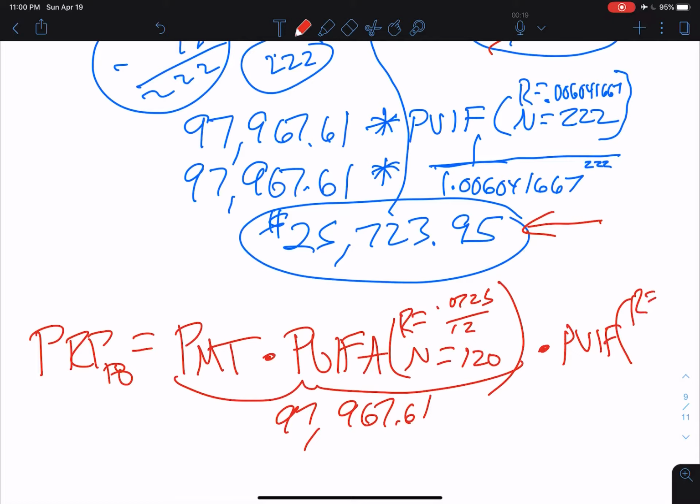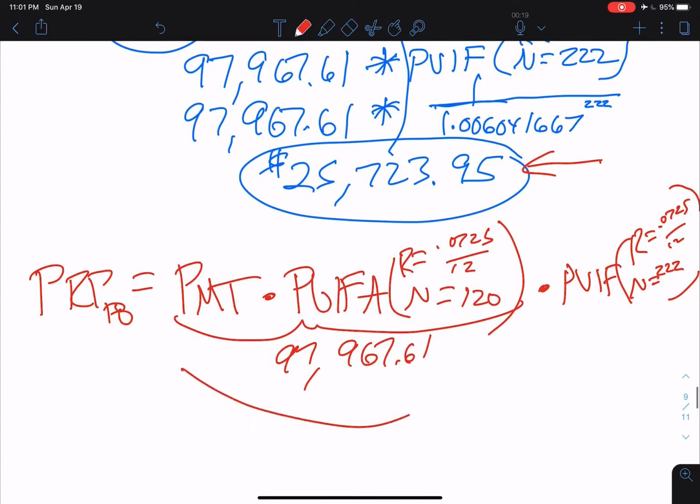the same R, 0.0725 divided by 12. And the N there was the number of periods we're moving back in time, which was 222. So that's what we did last time. And therefore, when you multiply this by this, that's how we got our $25,723.95. Just to show you, that's what we did.